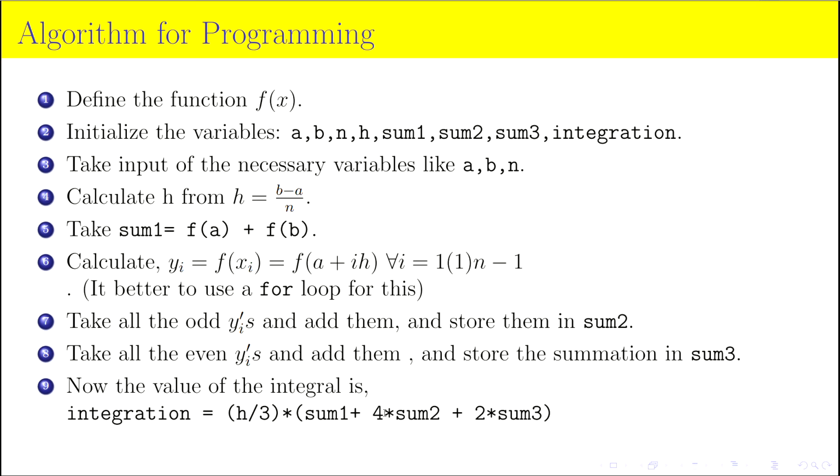Why is this 4? This is because sum 2 is the sum of all the odd yi's, and plus 2 into sum 3. Why is this 2? Because sum 3 is the sum of all the even yi's. So this is our formula for integration. This is the whole algorithm we need to code Simpson's 1/3. So let's see a code and how it works.